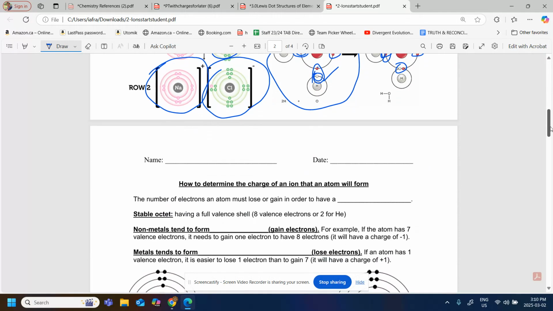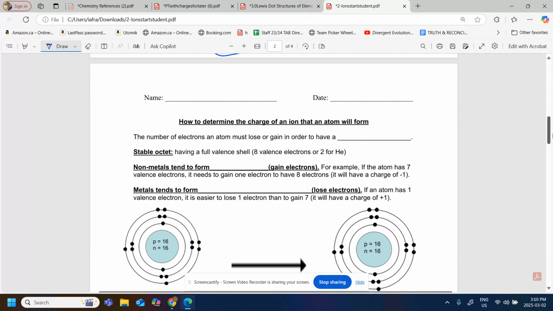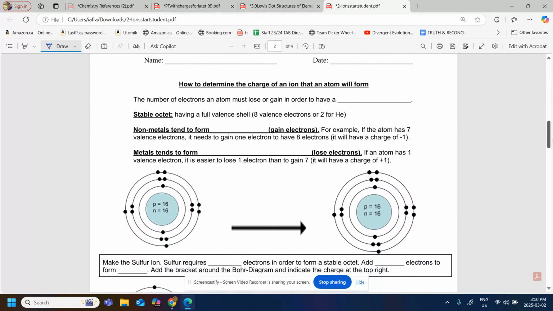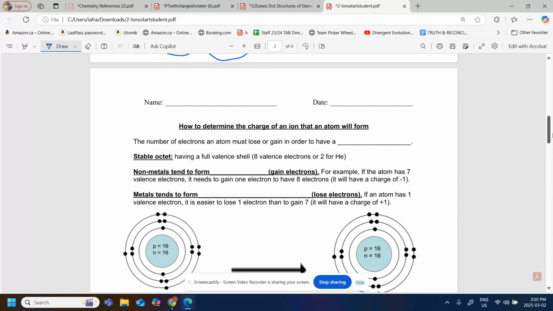So we're going to continue with the idea of ions and see how we can predict the charge that an ion can have. So how do you determine the charge of an ion? The number of electrons an atom must lose or gain in order to have a stable octet. That basically means a full valence shell. Octet means 8, so 8 makes it stable, which basically means a full valence shell. Right? Remember, valence shell is the last energy level, the last shell.